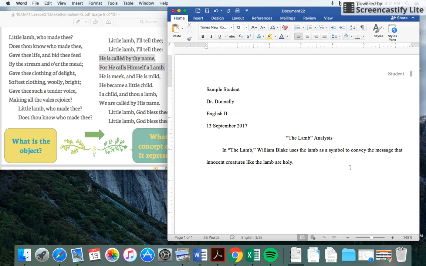So I know I'm doing okay, right? Because I've identified it. I've talked about his particular symbol, right? And when I give the message, innocent creatures like the lamb are holy, that's a complete thought, so I'm good there. I need to make sure my theme is a complete thought. If I want to make it a little bit more general, I could probably get rid of like the lamb. So I could just say innocent creatures are holy. That way it's not too specific to this poem. So that's probably a little bit better.